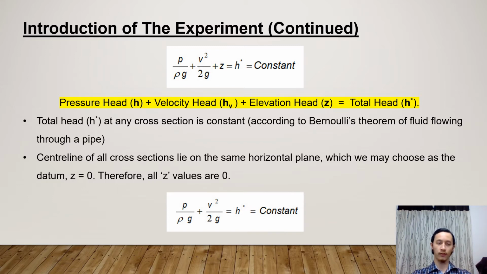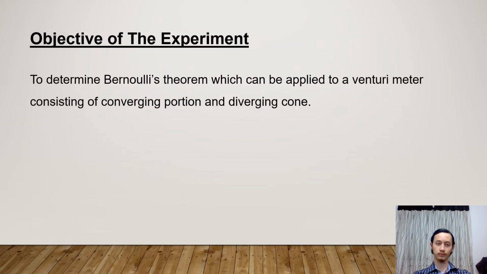The center line of all cross-sections lie on the same horizontal plane, which we may choose as the datum z equals 0. Therefore, all z values are 0. Hence, this equation. The objective of this experiment is to determine Bernoulli's theorem, which can be applied to a venturi meter consisting of converging portion and diverging cone.